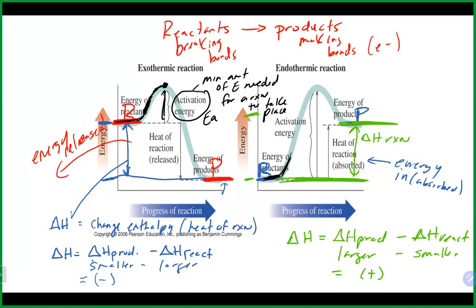We also see the same sort of activation energy over here in our endothermic. So this hill, as we're climbing up, all the way through here, is our activation energy for our endothermic. Now, when we get to the very top of this hill of energy, it is sometimes referred to as the transition state.